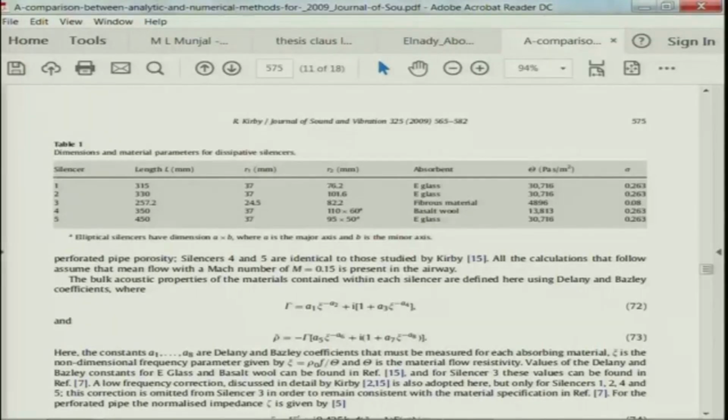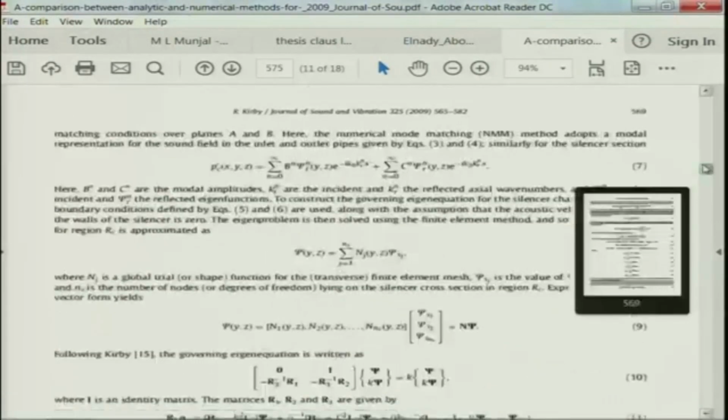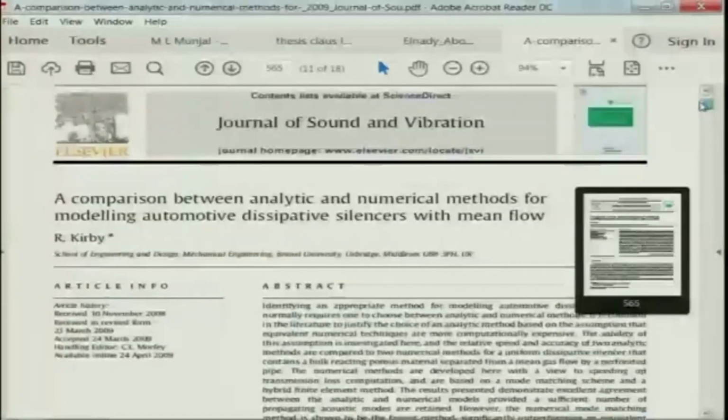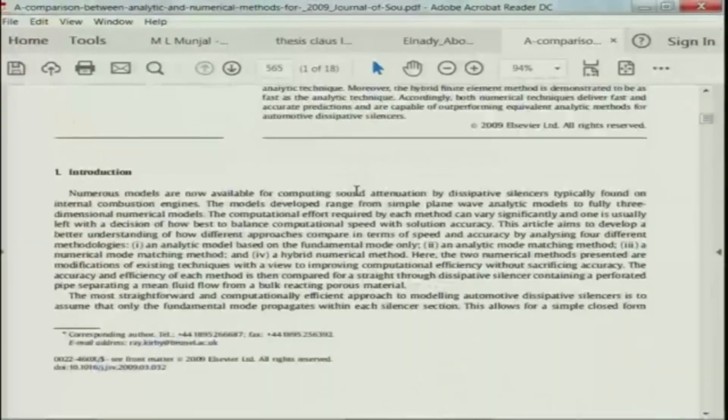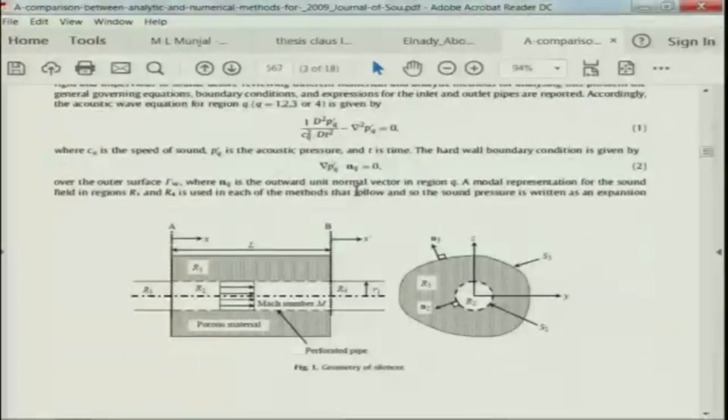One such expression is from a paper by Kirby published in JSV a long time back, where he considered a straight through muffler filled with dissipative material in the annular cavity. Again it is the same problem: one needs to find the perforate impedance with backing on one side with the absorbent material.